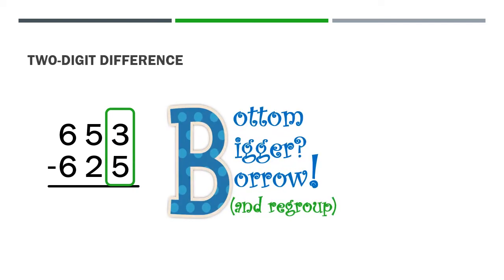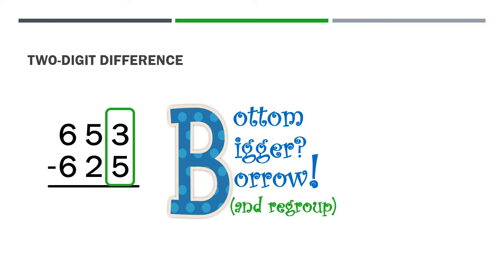Let's try one more problem. This problem is going to give us a two-digit difference. Let's check out 653 minus 625. Remember, we're going to start in the ones place. I have 3 minus 5, so I have to ask myself, bottom bigger? Yes, the 5 is greater than 3, so I need to borrow and regroup.